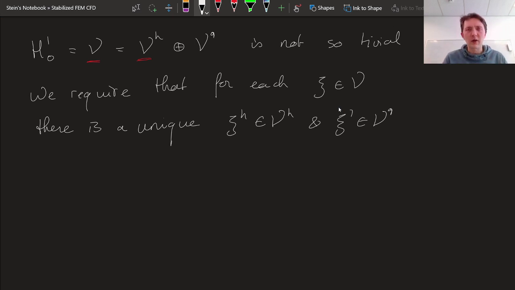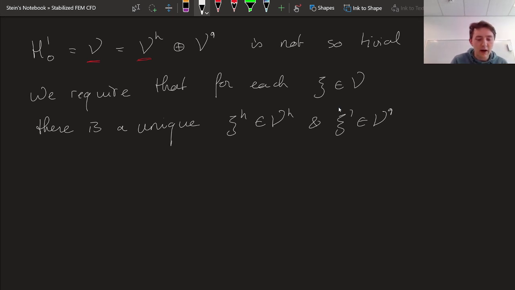And you might still think, well, isn't that obvious? If you have a certain approximation space, then psi H is simply going to be, well, the solution in that one, and then psi prime is going to be, well, whatever is left. But let me show you with a pretty simple example that a decomposition like this is in fact not unique.